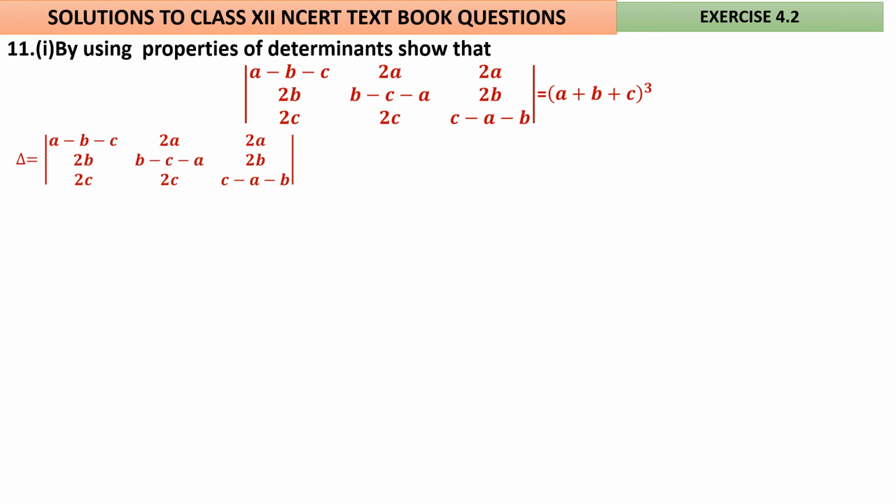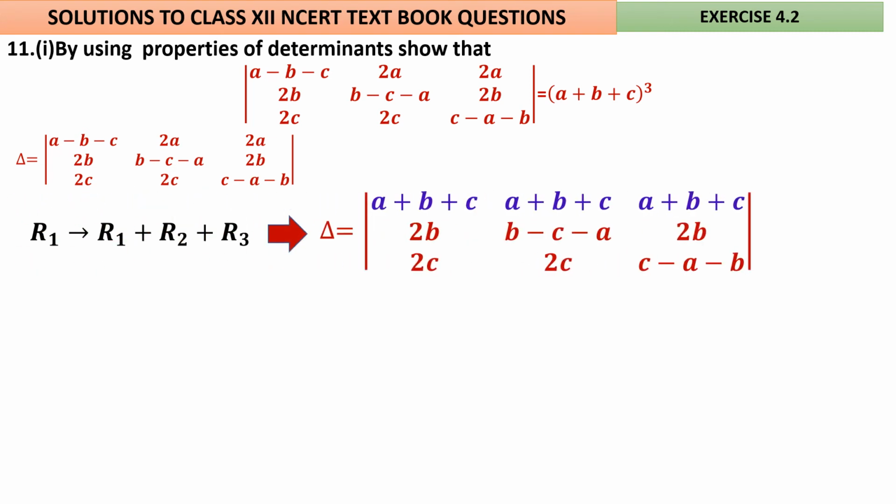Okay, once again this is another question where the right hand side is (a plus b plus c) the whole cube. The same thing: a plus b plus c should come outside two times, and expanding it, you will get the third a plus b plus c. I am writing R1 as R1 plus R2 plus R3 so that when I add, I will get a plus b plus c everywhere.